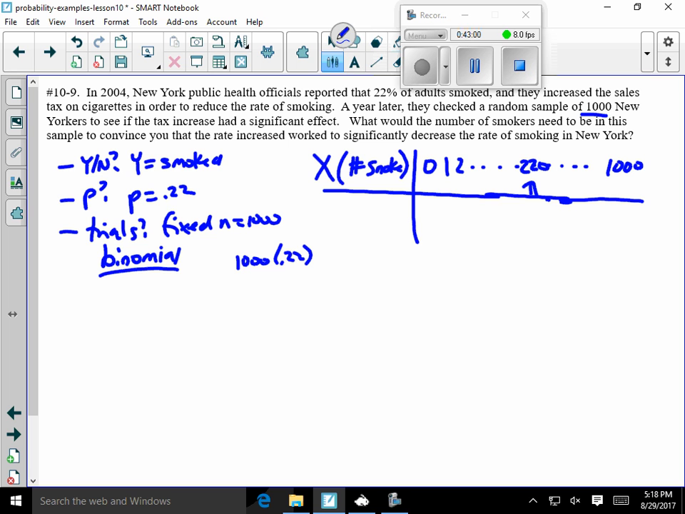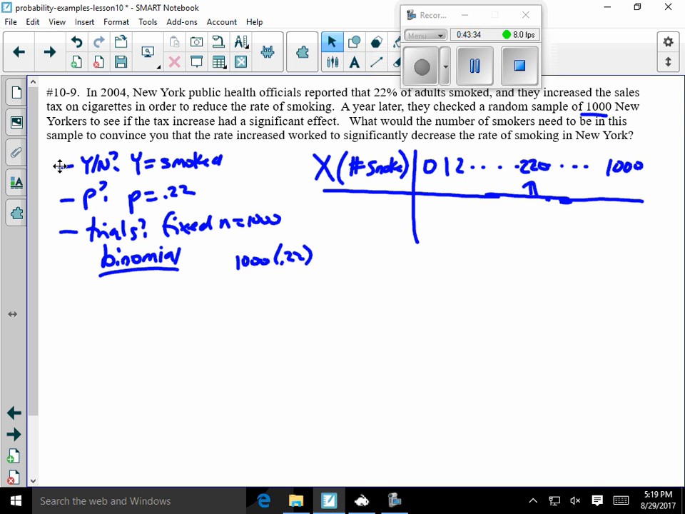So one of the ways to think about this is to say, how likely is it that we would have a certain number that smoked out of this 1,000 just randomly? Like if the tax increase didn't have any effect at all, and we just had 22%, if I took a random sample of 1,000 people, I might get exactly 220, but I'd likely get some number near there, right? It probably wouldn't be surprising if I got 230 or maybe 215, right? The question really is, how likely is it to get a certain number or less, right? How likely would it be to happen?